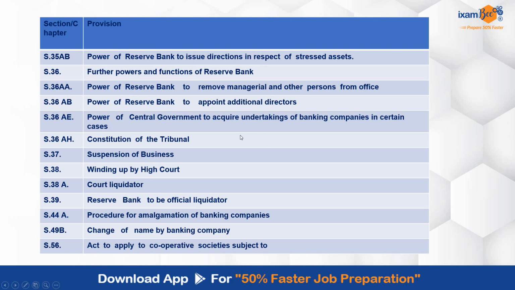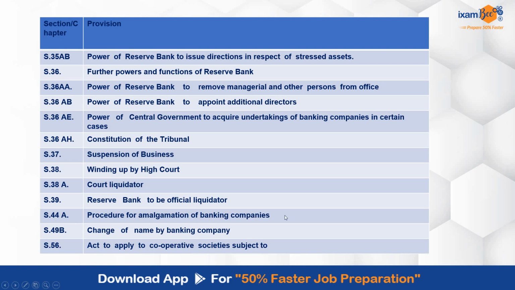Further powers and functions of Reserve Bank 36 में है. काफ़ी इसमें अमेंडेड प्रोविजंस भी है, बट ये रिजर्व बैंक से रिलेटेड जो भी पावर्स फंक्शंस वाली प्रोविजंस है ये सारे हमको जिस्ट में पता होने चाहिए, सो ये सारे इंपॉर्टेंट हो जाते हैं यहाँ पे। Then the central government powers to acquire undertakings of the banking companies, 36AE. Constitution of the tribunal is also important, AH. Suspension of business, winding up by the High Court, court liquidator, 38A. 39 Reserve Bank to be the official liquidator.